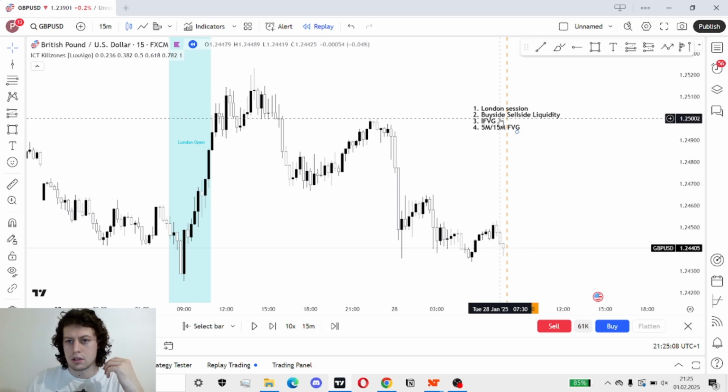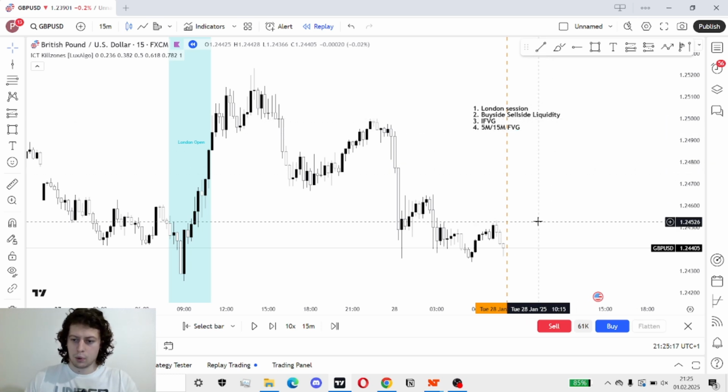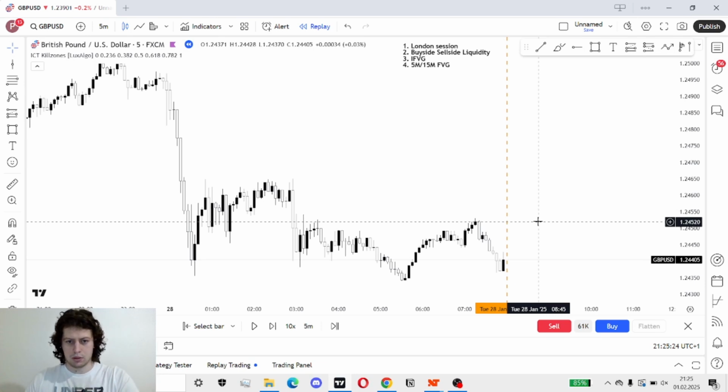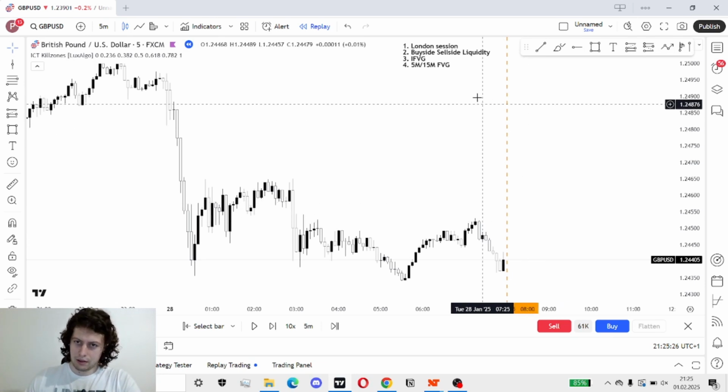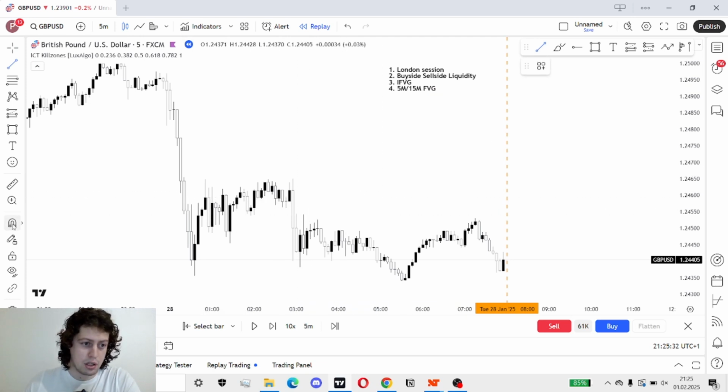So this is the second step. Make sure you know where the buy side and sell side liquidity is, so where the most stop losses will be, where the price can go. So here we are dropping to the 5-minute because this was easier, and we are going to mark it. If you want, use this magnet.